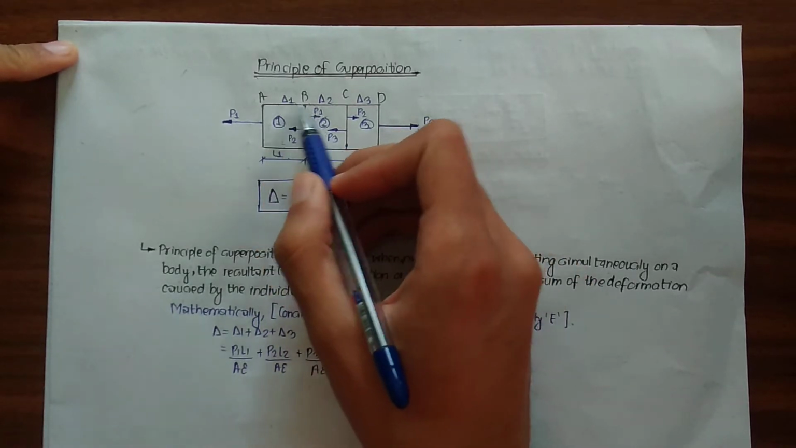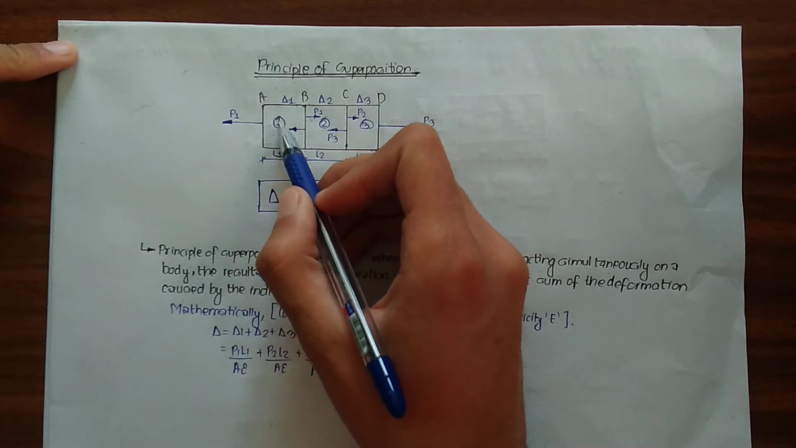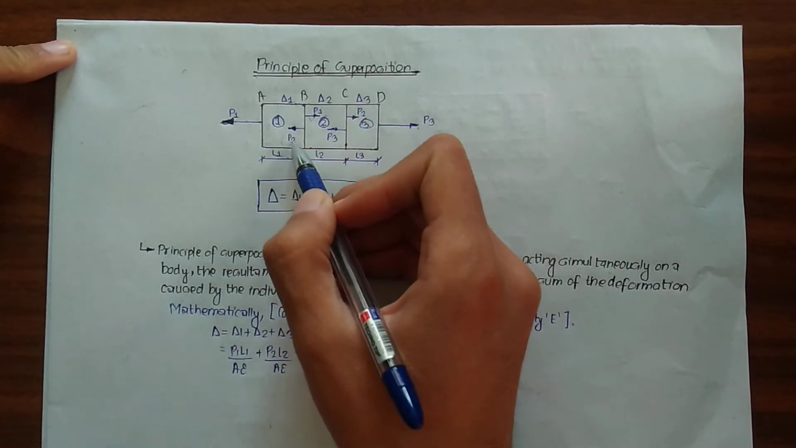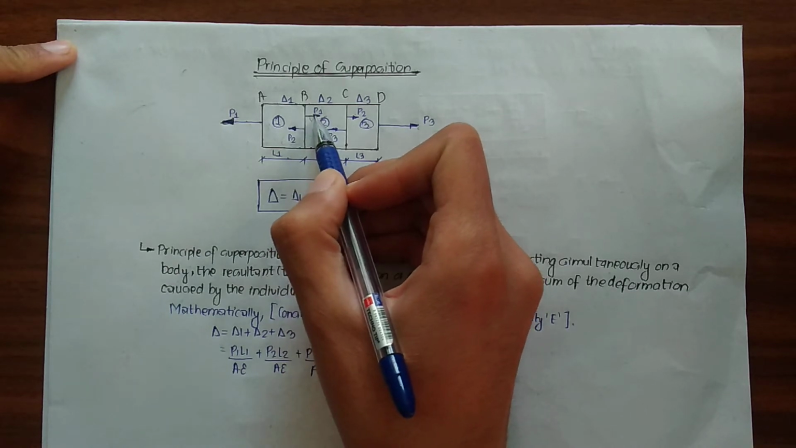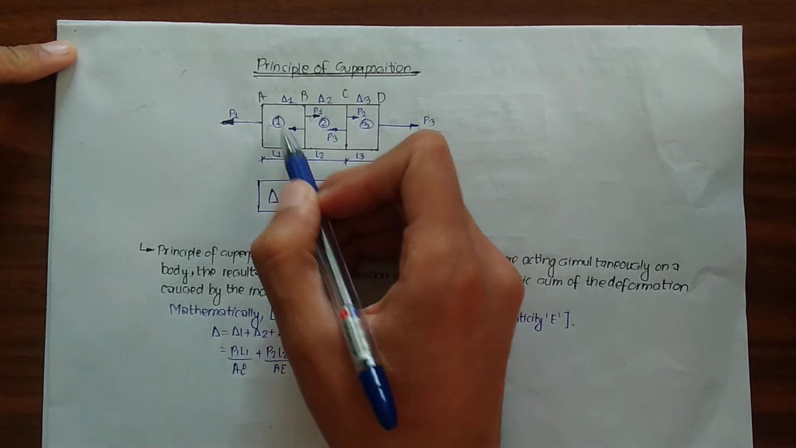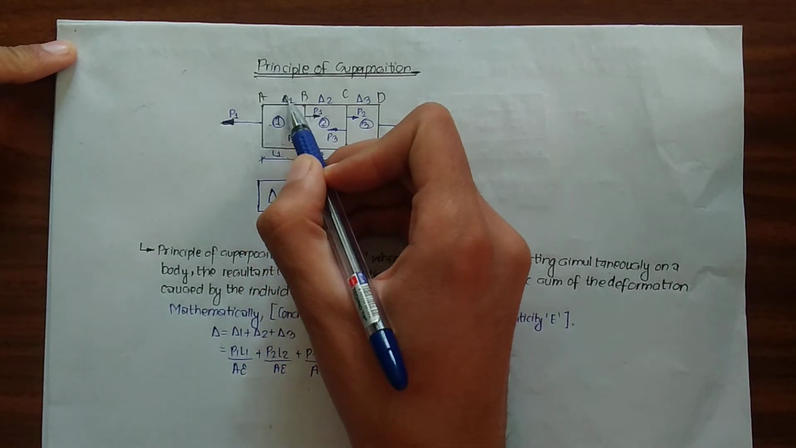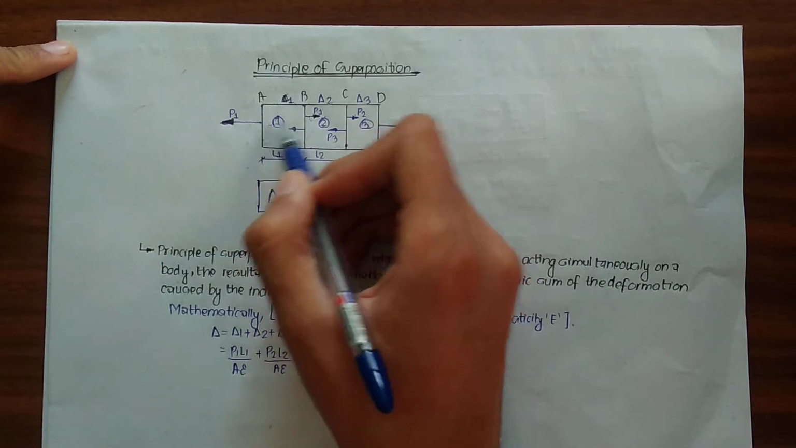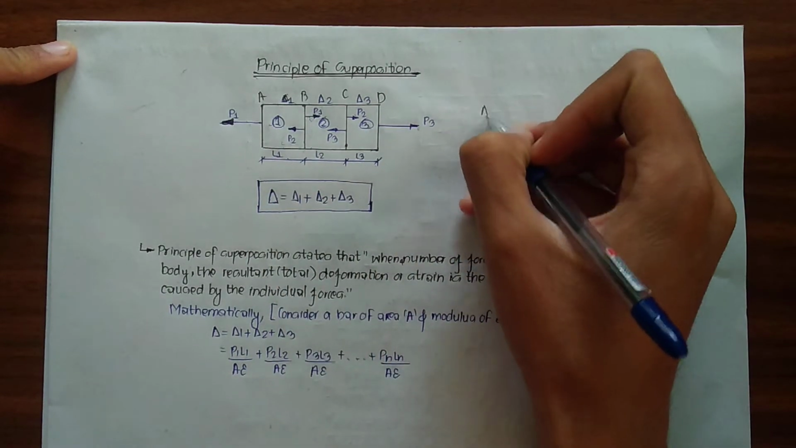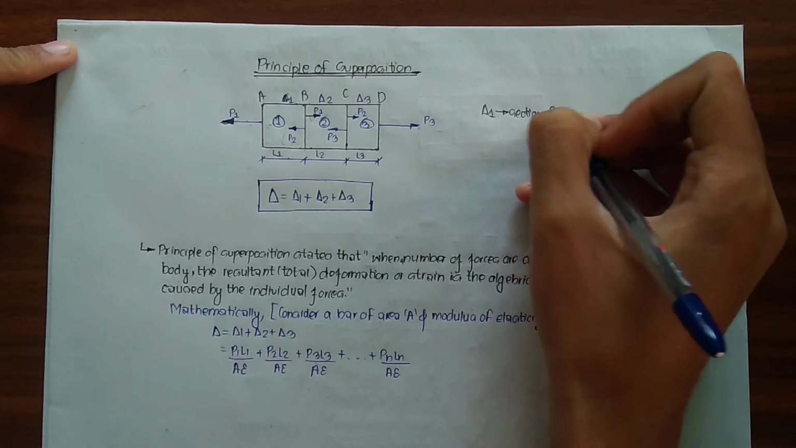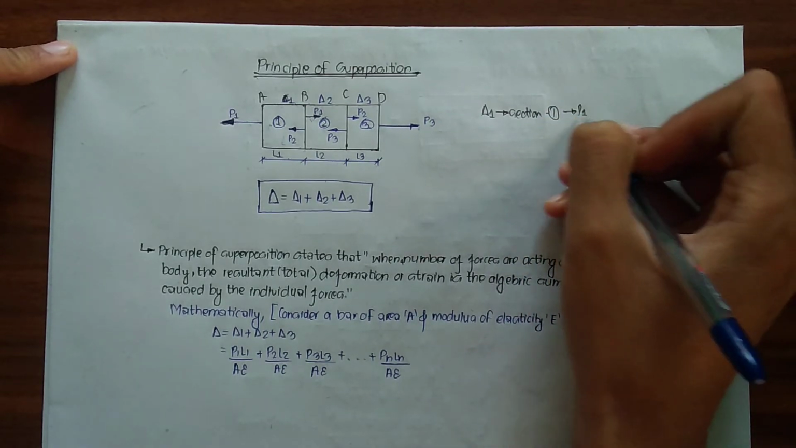So let's see section 1. As you can see here in section 1, there is a force of P1 acting at the left, and a force of P1 acting at the right, and due to the presence of these forces at section 1, there is a deformation del 1. Deformation del 1 is caused at section 1 due to the presence of force P1.